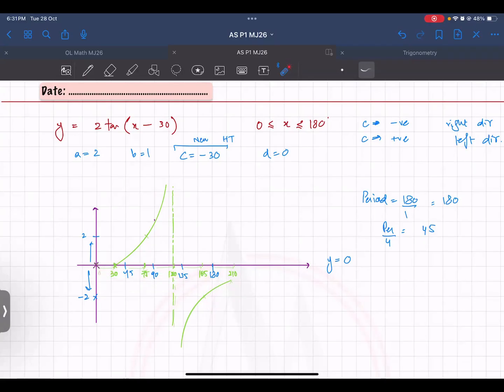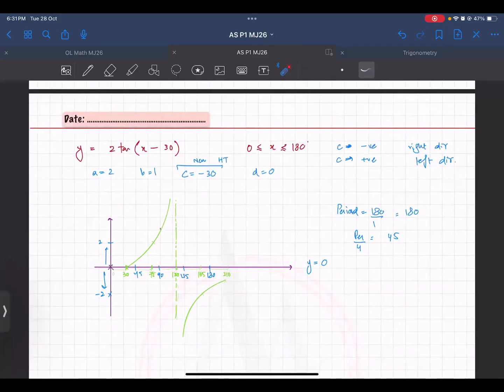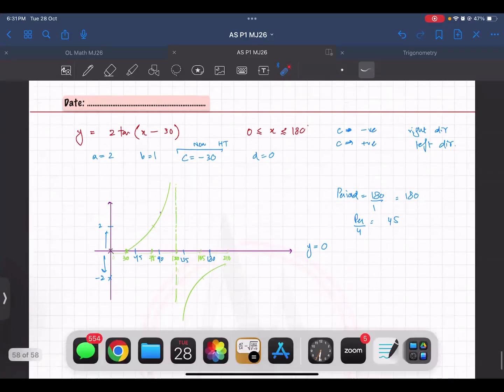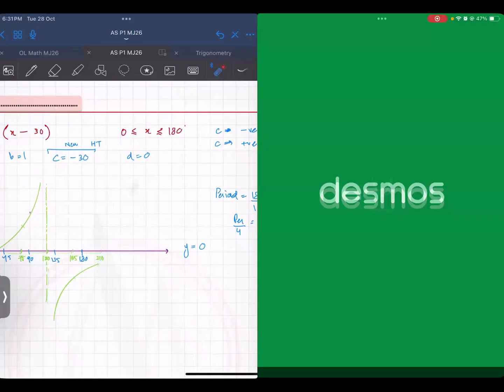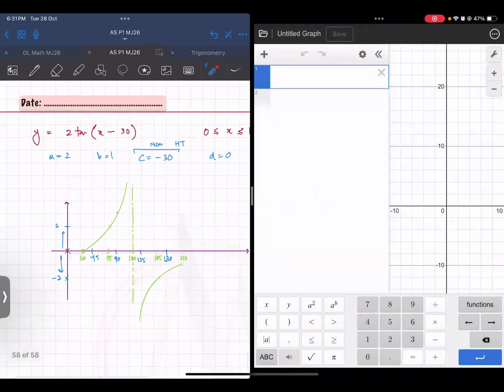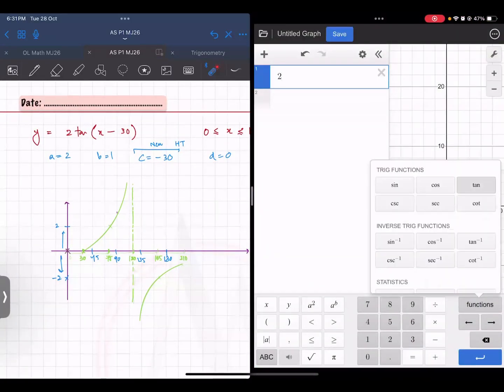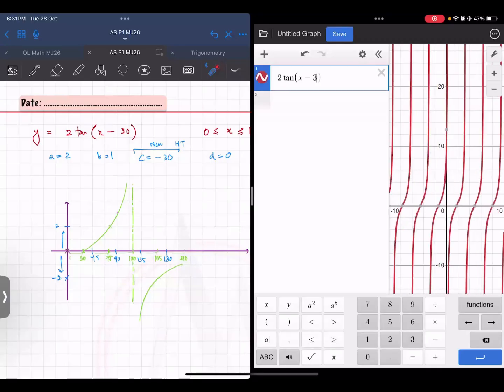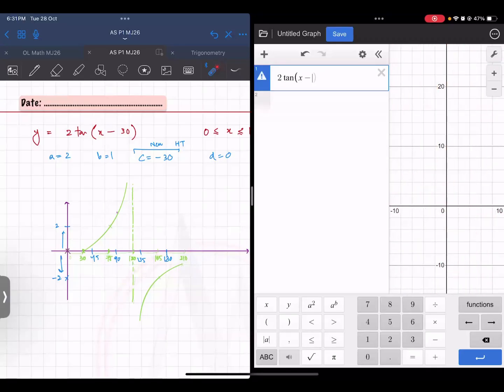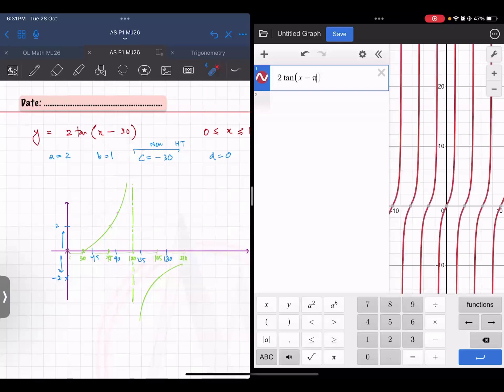Is that understood? Any questions, anyone? I can show it to you on Desmos as well. We will continue this again. I know this is a bit difficult. 10x minus 30. They don't take 30 here, this usually works in radians, so pi by 6.